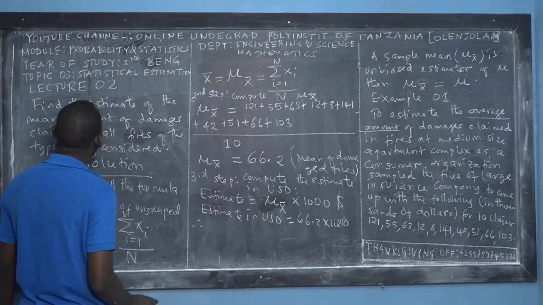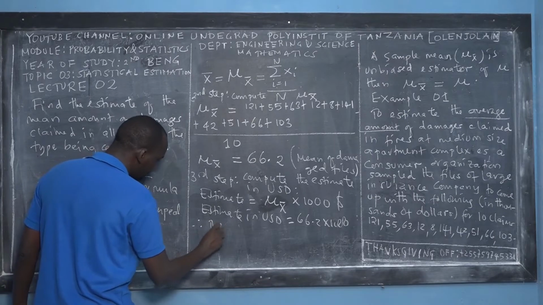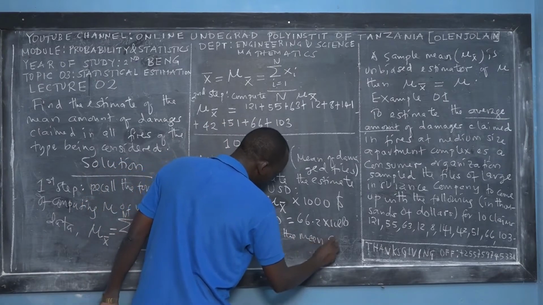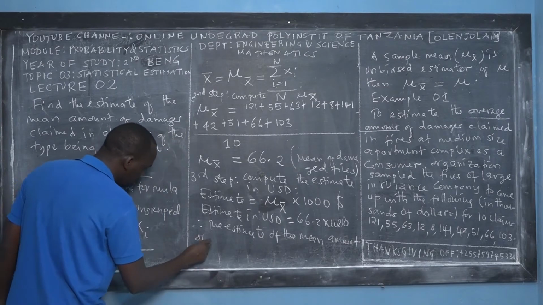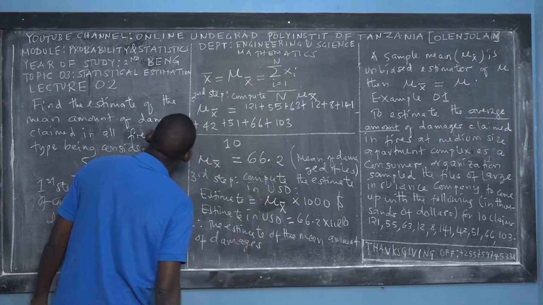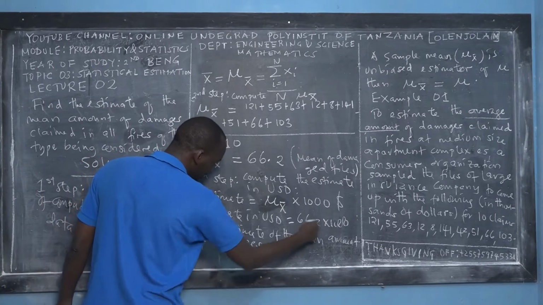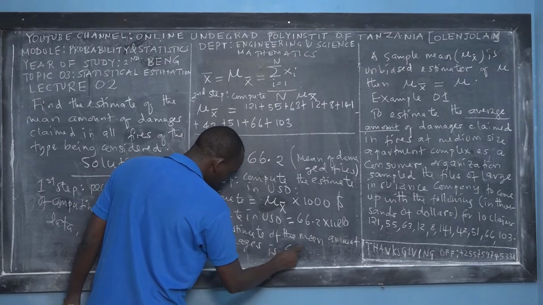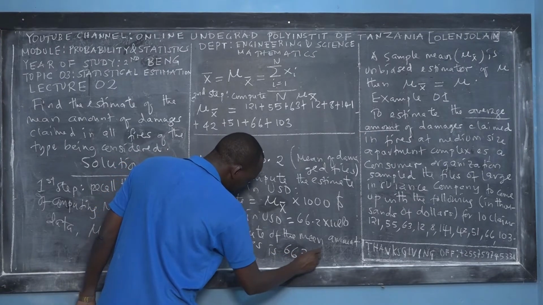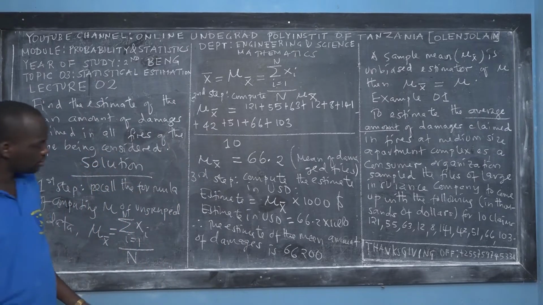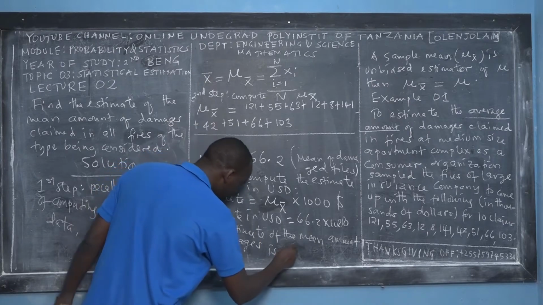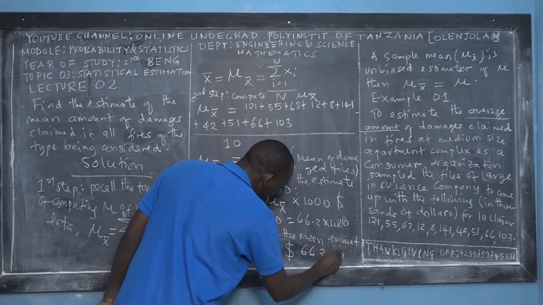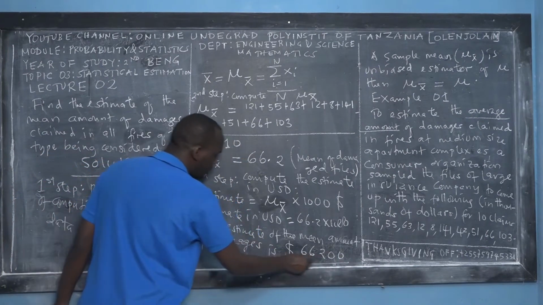So now the estimate of the mean amount of damages, if you multiply, use your scientific calculator, the response will be 66,200 US dollars. So we start by writing the symbol for the dollar. So this is the symbol for the dollar. And then it is 66,200 US dollars. So this is the final response.